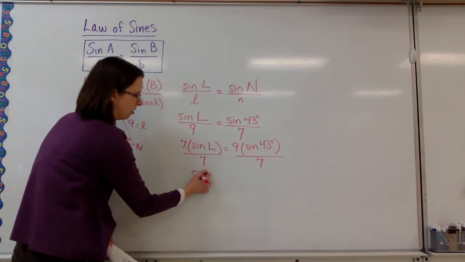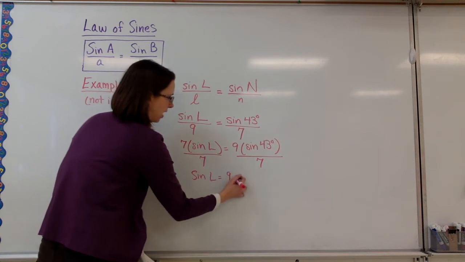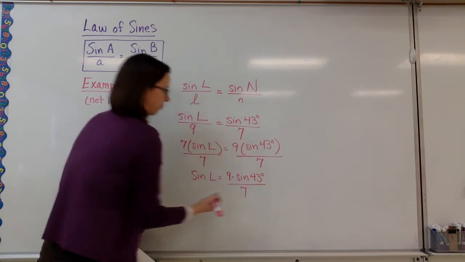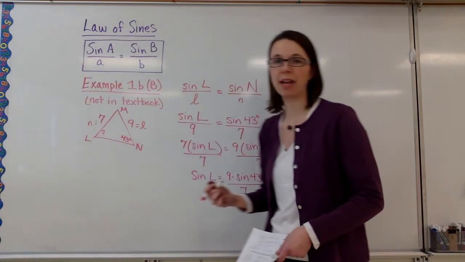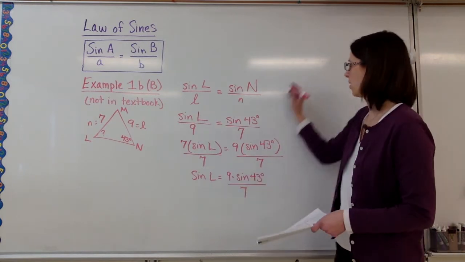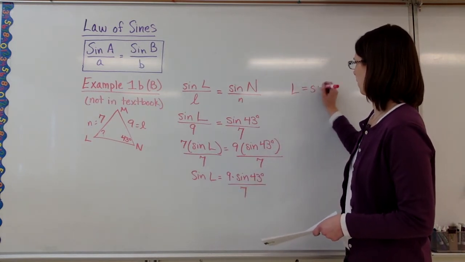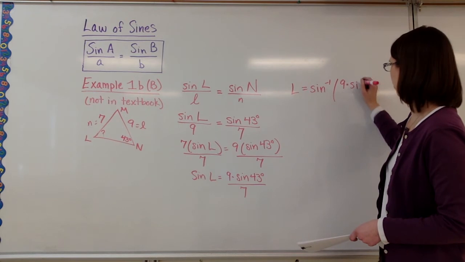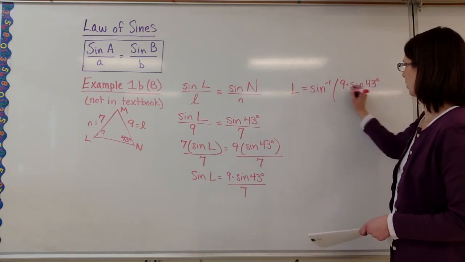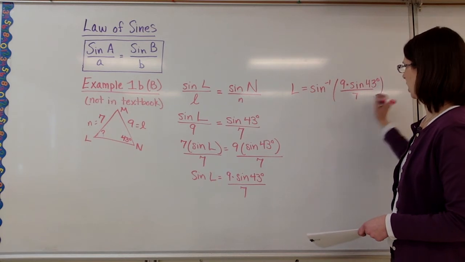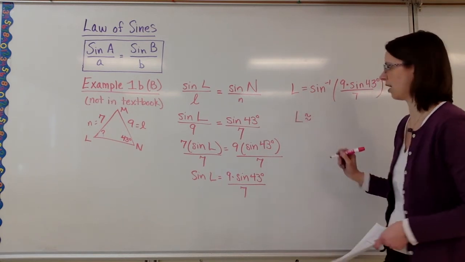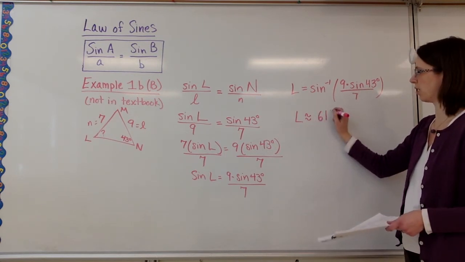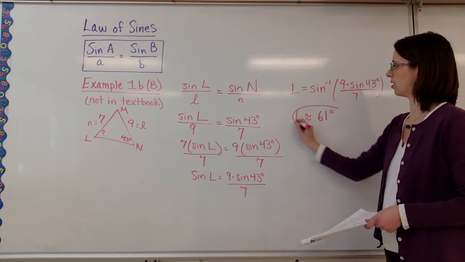We get sine of L is equal to 9 times sine of 43 all over 7. And now I would go ahead and use my inverse sine to get that quantity in parentheses. Inverse sine of all of what sine of L was equal to before. And then this is the point where I would start using my calculator. And my sine inverse function gives me 61 degrees here. So that's my answer, 61 degrees.